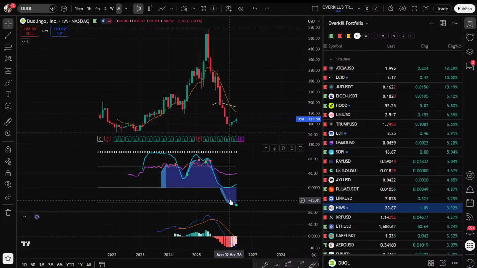Here's DUOL, Duolingo. This thing got absolutely cratered here from 550 down to around 90.